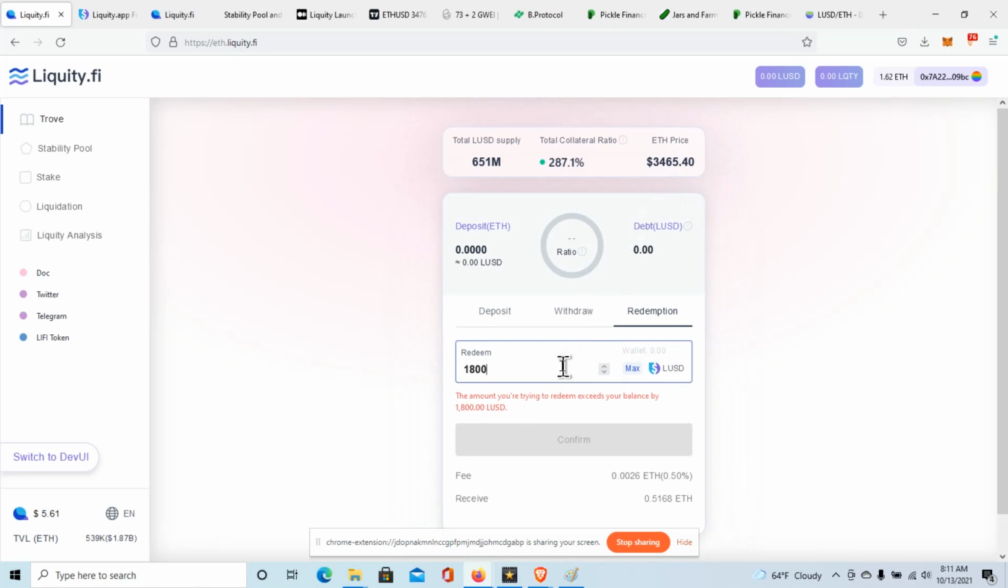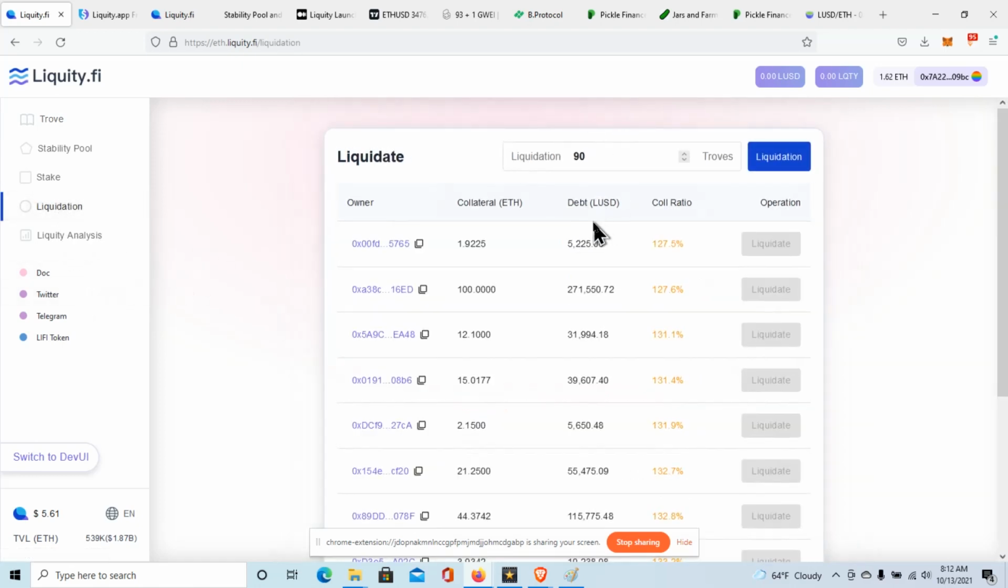So what this does, it doesn't change your trove at all. It basically pays down another trove's debt and takes their ETH, and you get their ETH. So that trove is net equal, where it doesn't lose money, it doesn't gain money, it just has less exposure to ETH. And the way that they do that is only the accounts that are the most risky, with the lowest collateralization ratio, are first up for redemption.